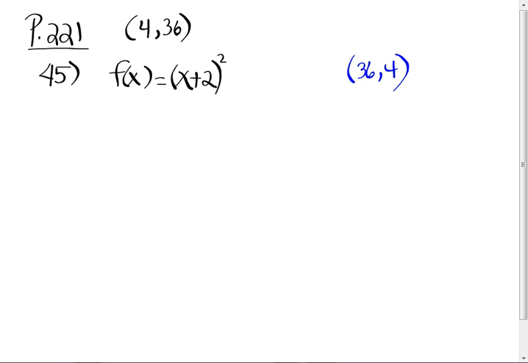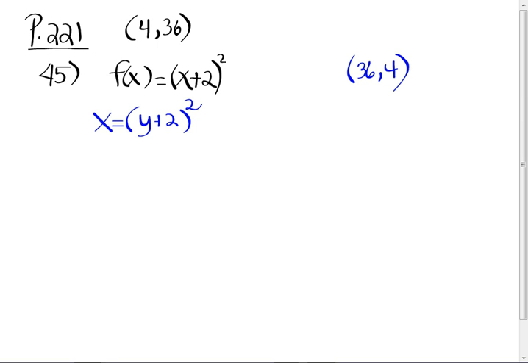You put in 4 here, it gets 6 squared. That's 36, so that works. Okay, so let's find the inverse. You see how they're all the same now. So x equals (y plus 2) squared. And then we'll take the derivative with respect to x.